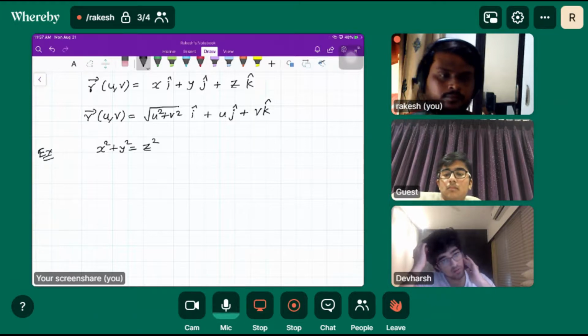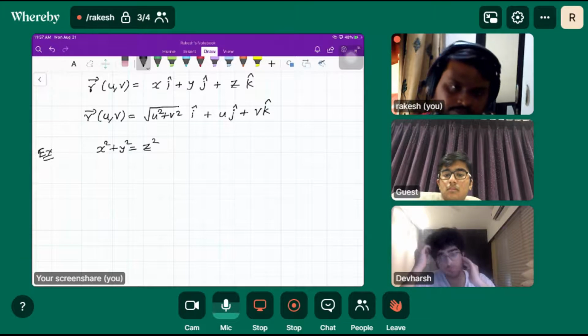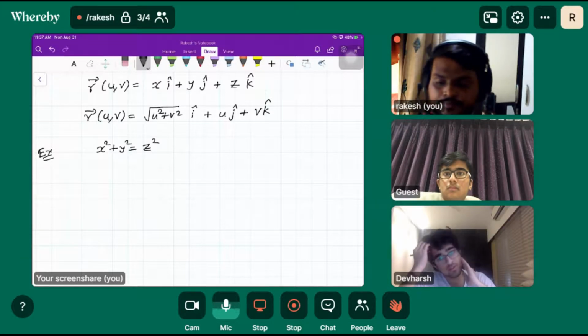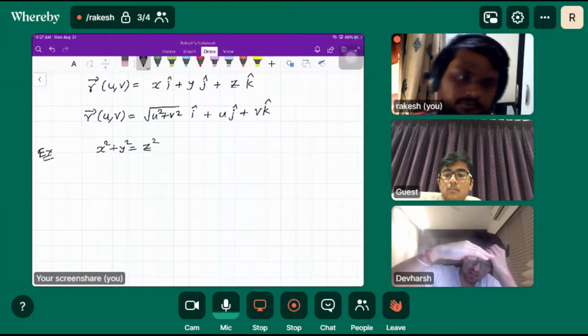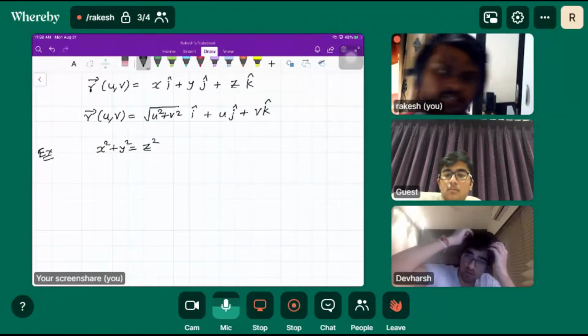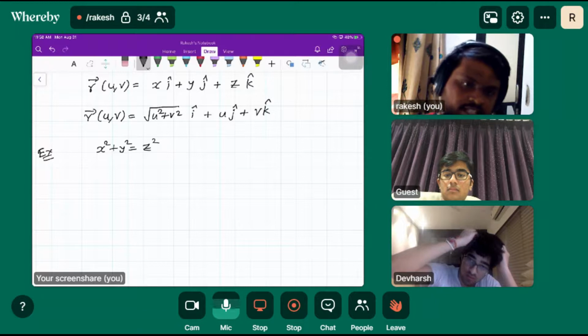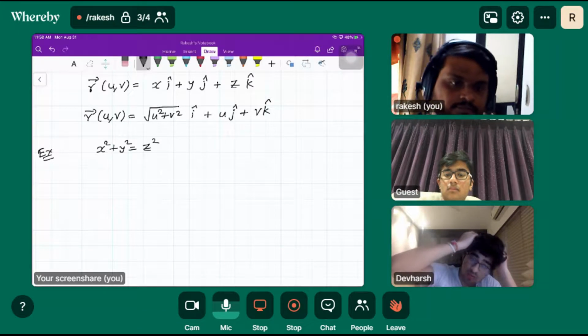This is also a cone, right? Yes, this is also a cone, but what is the difference from the previous cone? The axis is different. The axis is along the z axis. And what else?